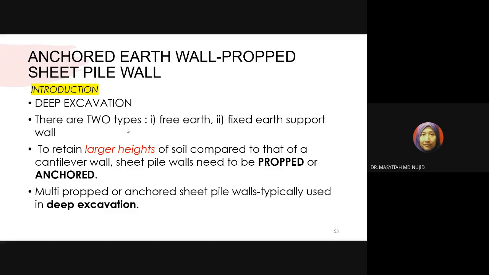It means that when you see the retaining wall from the front view, you might see some sort of tie bar inserted into the wall to retain the soil structure behind the retaining wall. So multi-propped or anchored sheet pile walls are typically used in deep excavations.